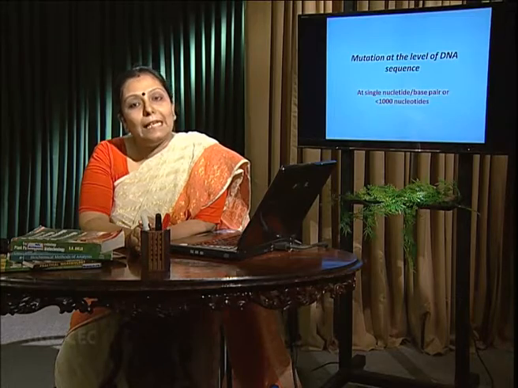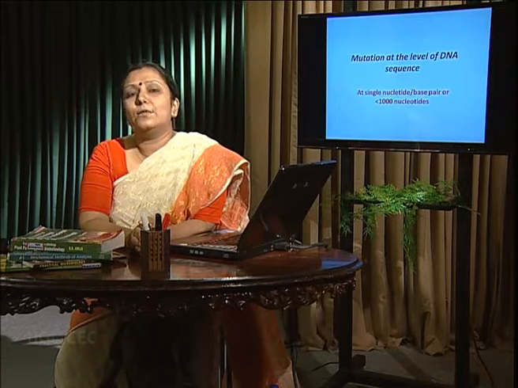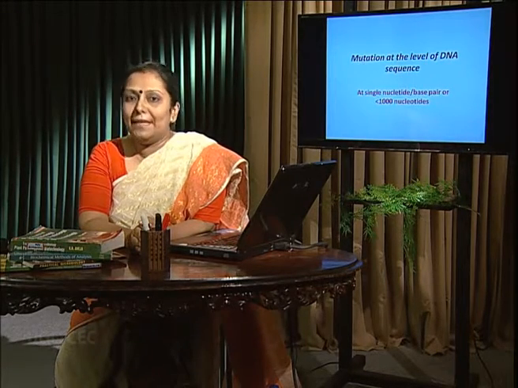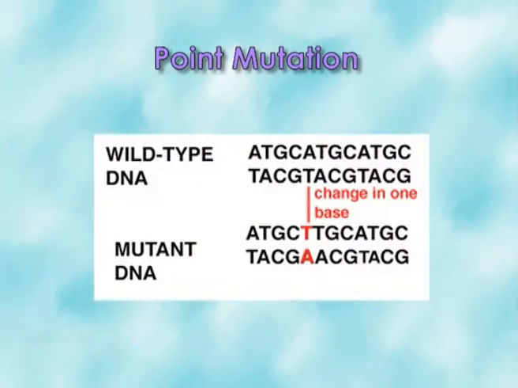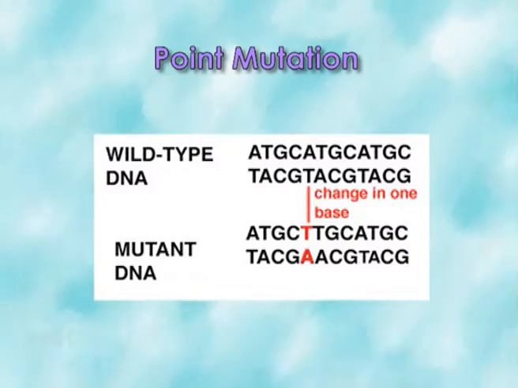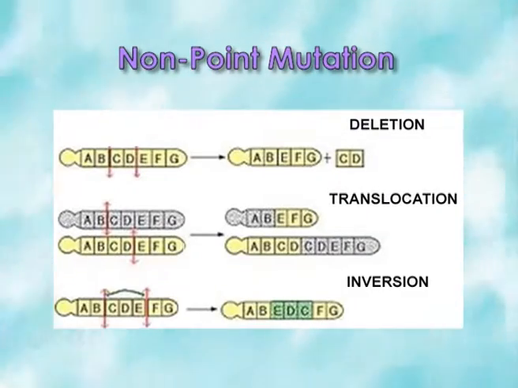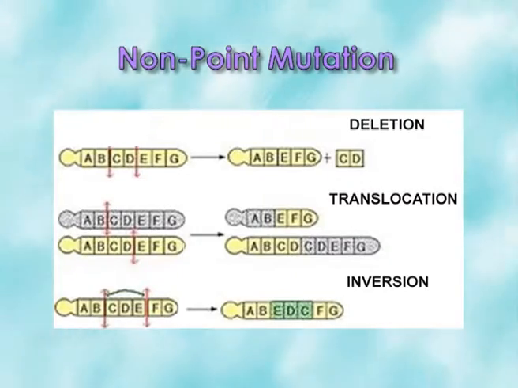Now these DNA sequence changes may be a single nucleotide giving rise to a single base pair change, or less than 1000 base pairs. It may be a point mutation or a non-point mutation. In the case of point mutation, it may be substitution or insertion deletion, and in the case of non-point mutation, it may be insertion deletion as well as inversion.